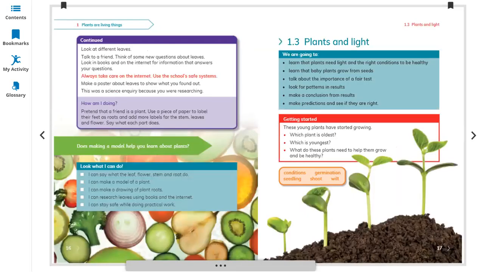Next page, number 16. Look at different leaves. Talk to a friend. Think of some new questions about leaves. Look inside the book and on the internet for information. Yes, you can write part of the plant. You can find a lot of information on the internet.